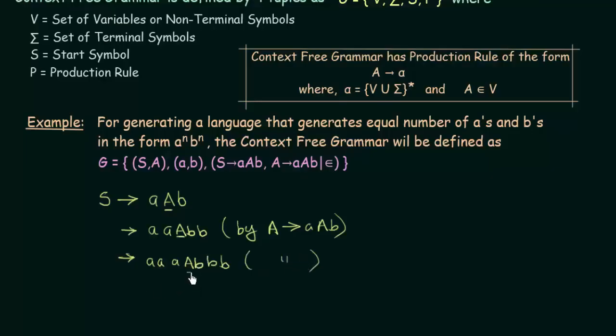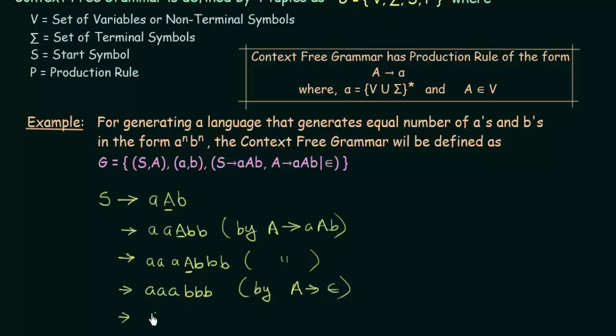Now I still have A, which is a non-terminal symbol here, and now what I will do is replace this A with epsilon, the empty symbol, because the production rule says A gives aAb, and also it can give epsilon, the empty symbol. So instead of A I will put epsilon. Epsilon actually means the empty symbol, so I can just leave it blank, and then these three b's remain. This is by the production rule which says that A gives epsilon. Okay, so we finally get the string aaabbb.